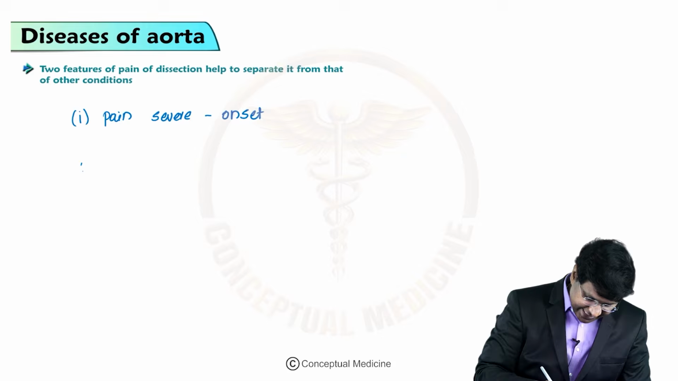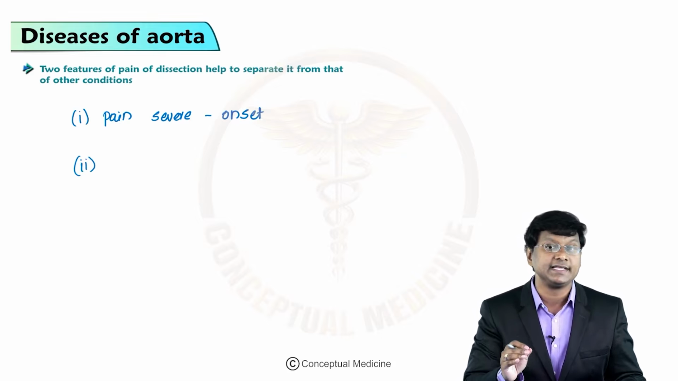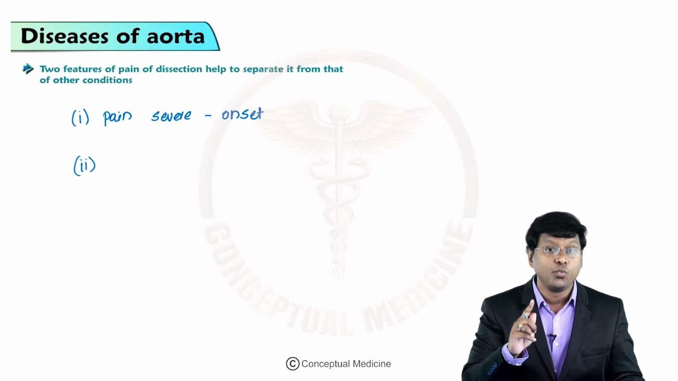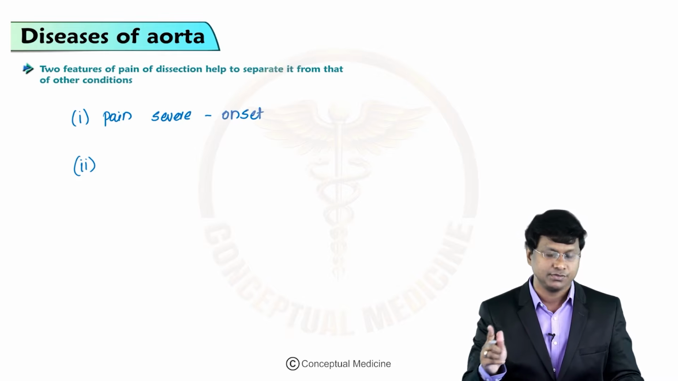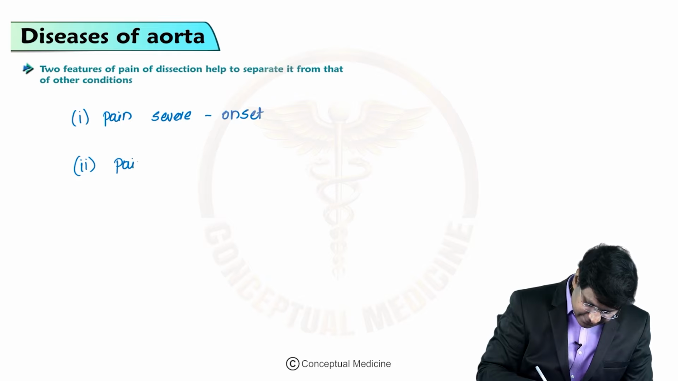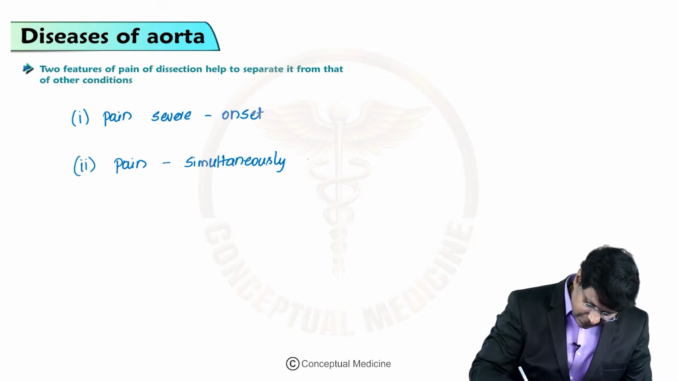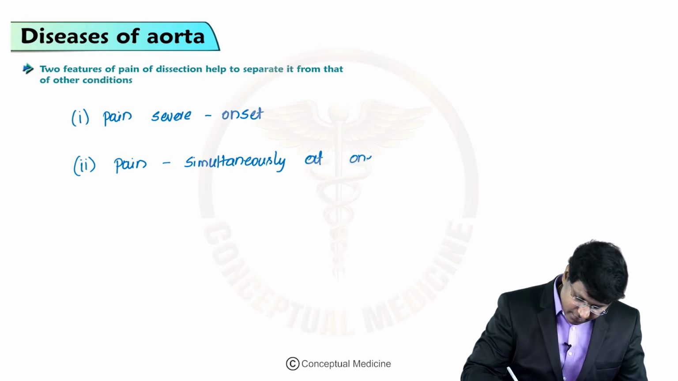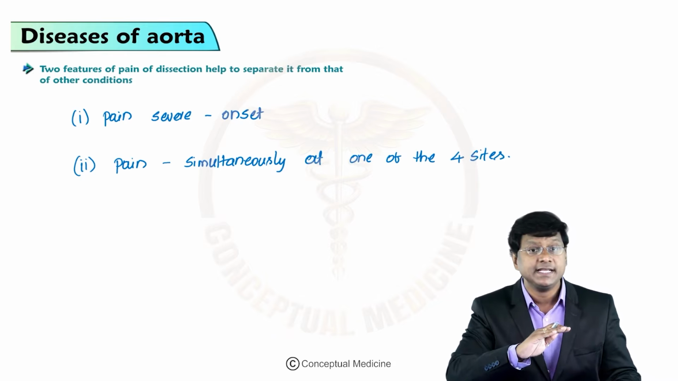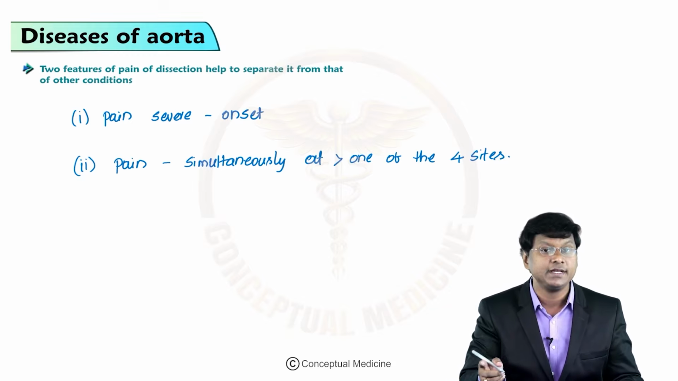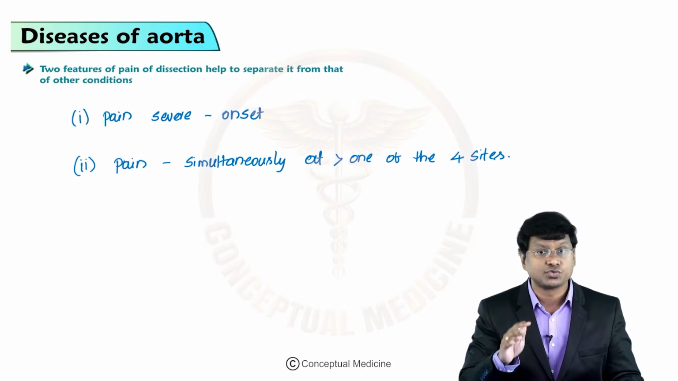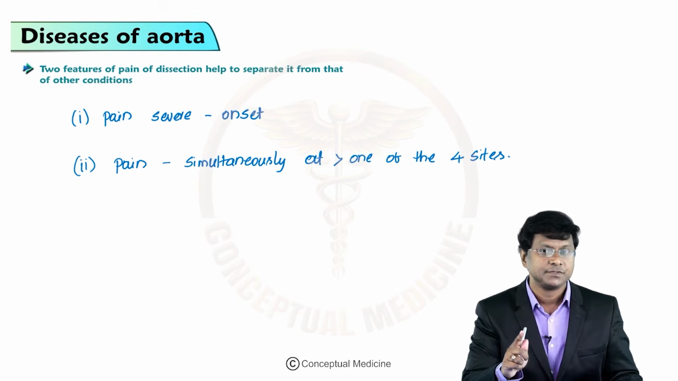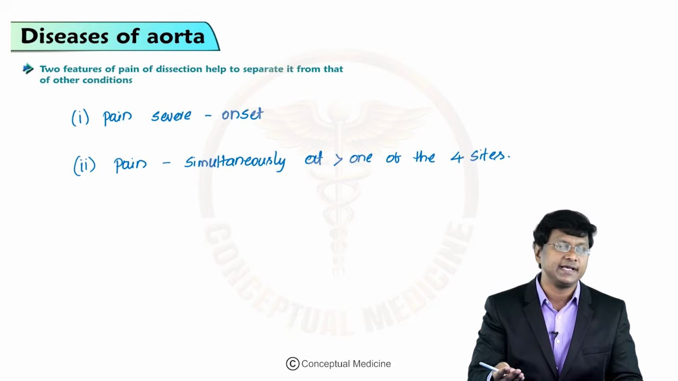And the second important point is it is often located either simultaneously or sequentially in more than one of four sites. So the pain is present at more than one of the four sites. What are those four sites? Anterior chest, interscapular area, epigastrium, lumbar region. So in more than one area the pain will be there.